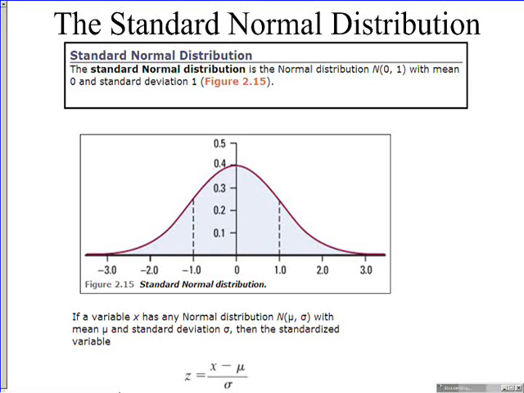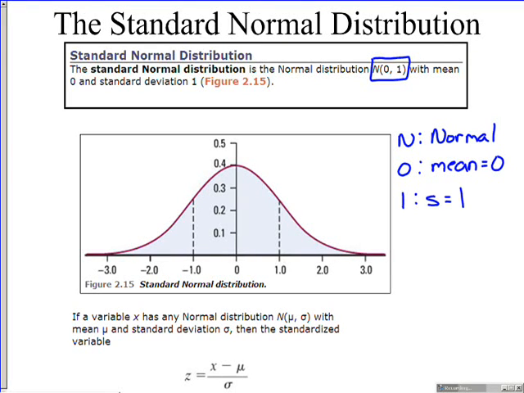Standard normal distribution is the normal distribution given by N of 0, 1, with mean 0 and standard deviation 1. This notation is notation that you will see for a bunch of different types of distributions we're going to talk about. The N tells you that the distribution is normal. The 0 tells you that the mean is equal to 0. And the 1 tells you that the standard deviation is equal to 1.